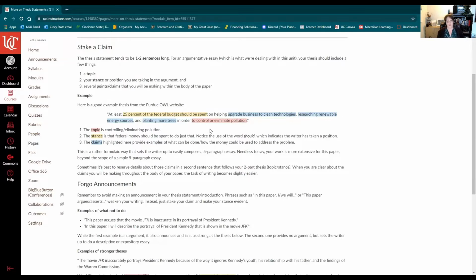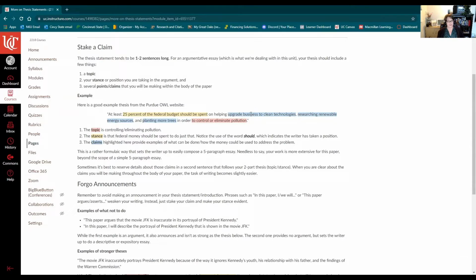The topic is controlling or eliminating pollution, right? In the yellow here, we have the stance, which takes the stance 25% of the federal budget should be spent. Notice this word here, should. That is a key word. It is indicating that the author or the writer has taken a position. Something should be done. That is the whole point of an argumentative essay or a research argument paper.